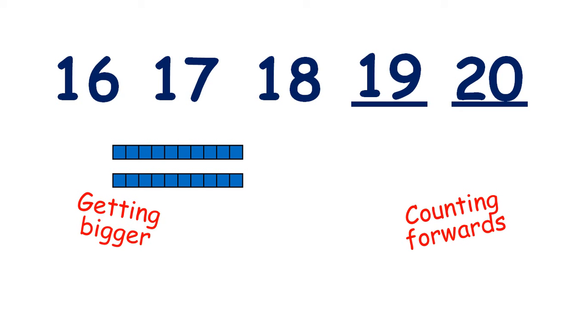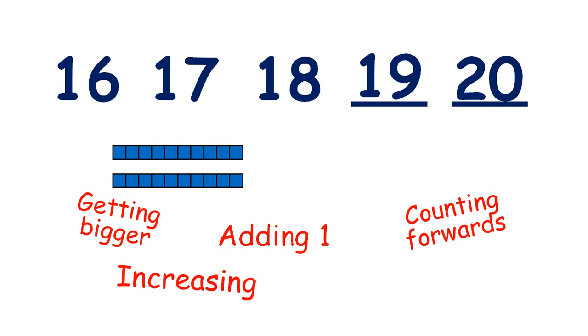So let's have a look at our numbers. 16, 17, 18, 19, 20. Can you remember any of the words we used earlier to describe it when the numbers are going up? Well, we had getting bigger. We had counting forwards. You could say that we're adding 1 each time. You can say that the numbers are increasing by 1 each time. We can say that the numbers are ascending by 1 each time, or in ascending order.